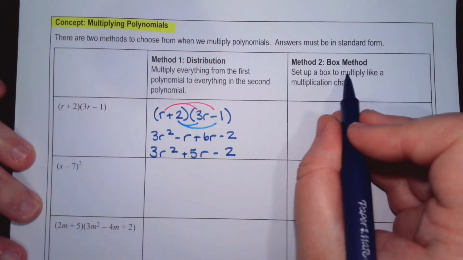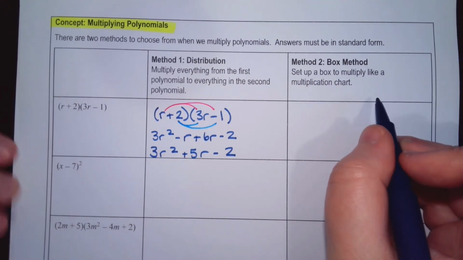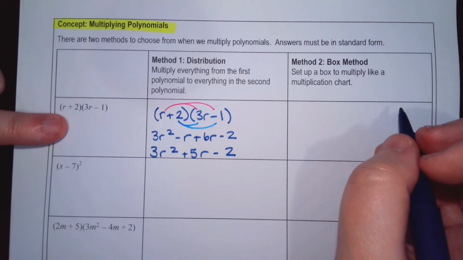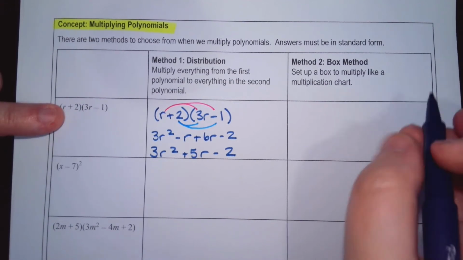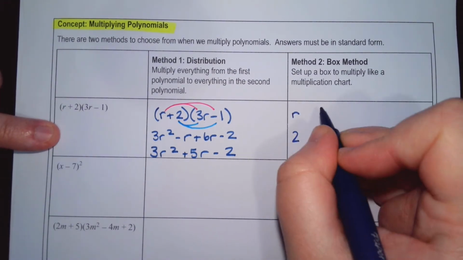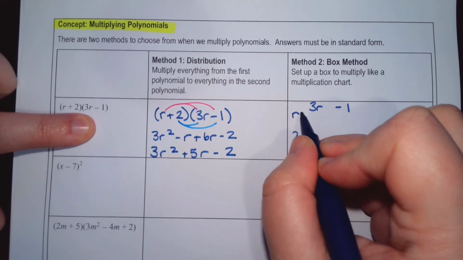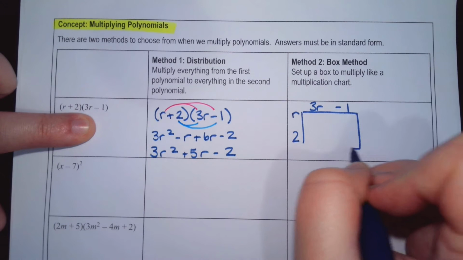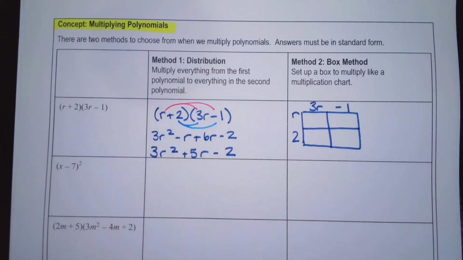Now let's do the same problem with the box method. To do the box method, set up a box to multiply like a multiplication chart. I'm going to take the first one, and write it along the side, r and 2. And then the second one is going to go on the top, 3r, negative 1. And then I build a box, like a multiplication chart.